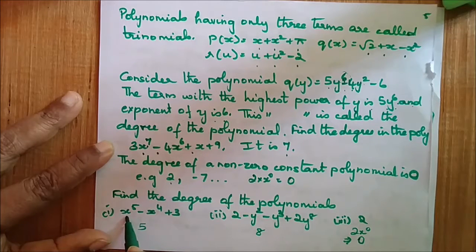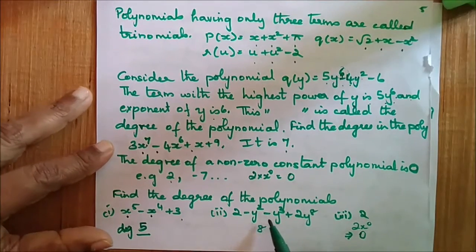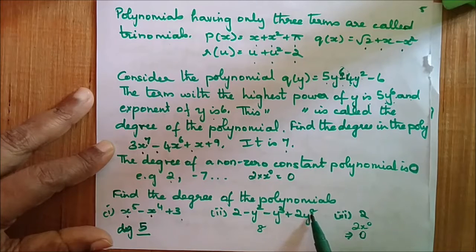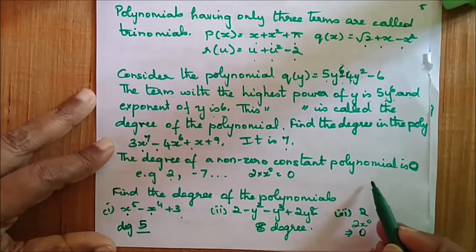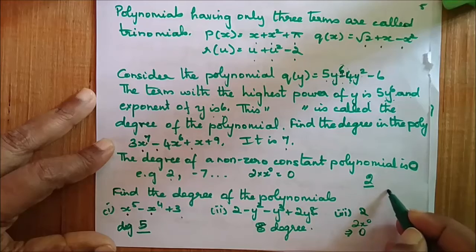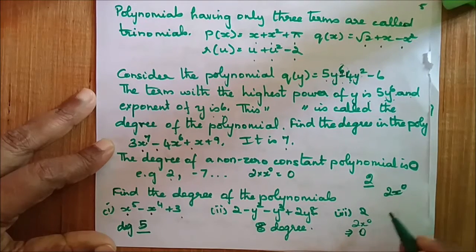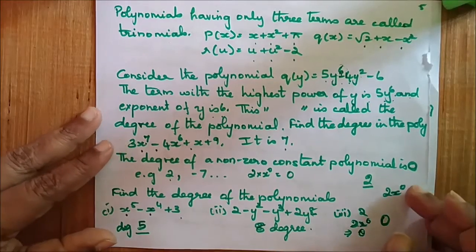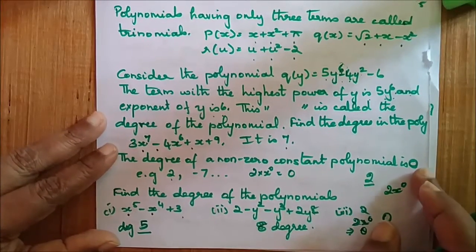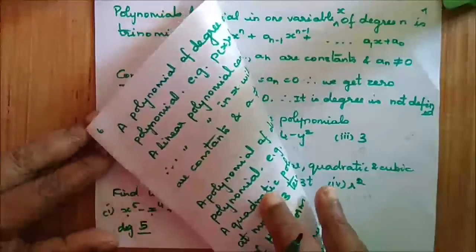Now find the degree of the polynomials. So this is x to the power 5 minus x to the power 4 plus 3. Therefore the degree of this polynomial is 5. Now in this case 2 minus y squared minus y cubed plus y to the power 8. So 8 is the degree of this polynomial. Similarly, I am given only 2. 2 can also be written as 2 into x to the power 0. So what is the power of x here? It is 0. So the degree of this polynomial is 0. Suppose you are given a constant and you are asked to find the degree of the polynomial, it is 0.